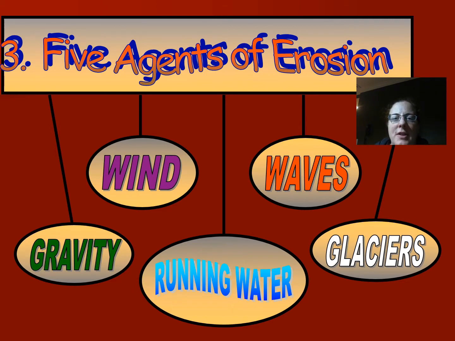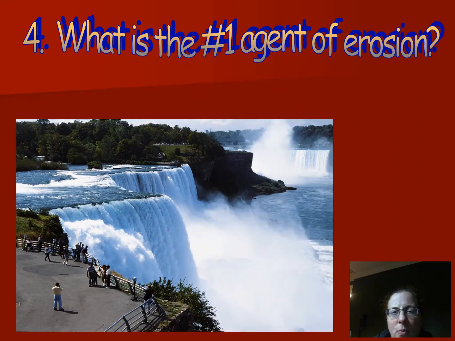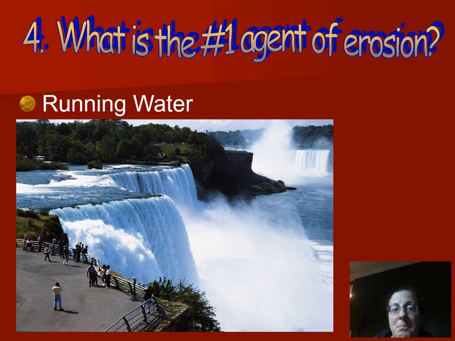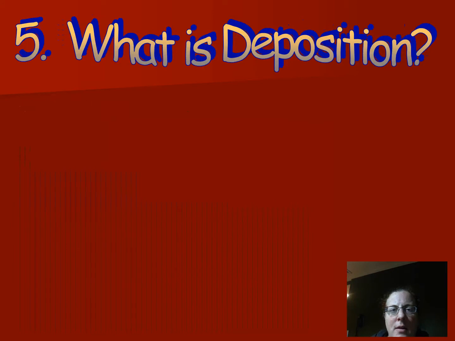And we'll be referring to these as our 5 agents of erosion, which I call our 3 W's and 2 G's. Wind, water, and waves, 3 W's. And the 2 G's are glaciers and gravity. That helps you remember. The number 1 agent of erosion that does the most moving of sediment is running water. And that makes sense since water is covering the majority of the earth. So it does most of the moving of sediment.